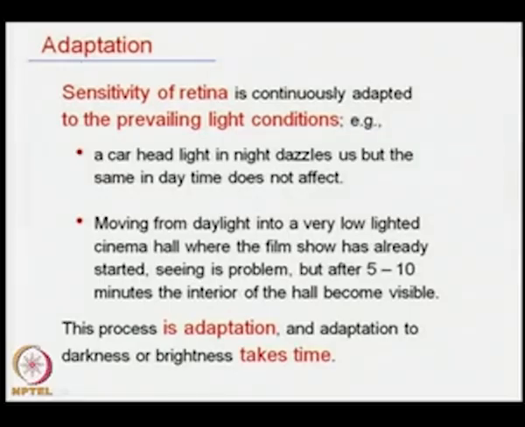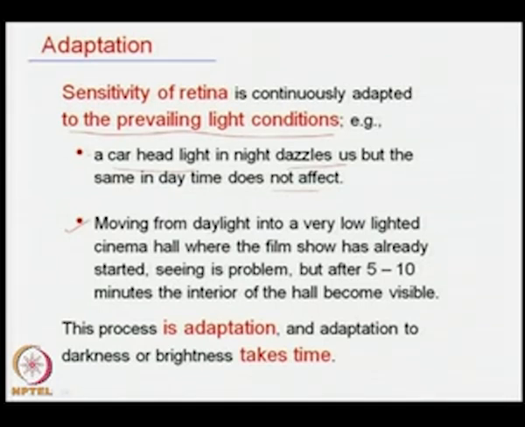This is called adaptation. Adaptation is the sensitivity of retina. Sensitivity of retina is continuously adapted to the prevailing light conditions. For example, as we have shown earlier, a car headlight at night dazzles us, but the same light, if it is on in daytime, does not affect us.